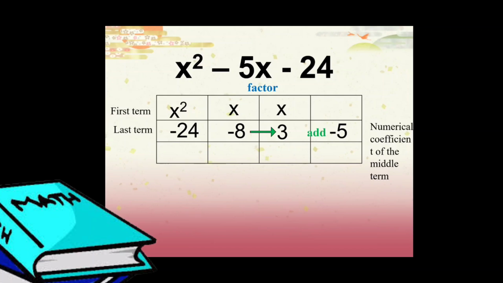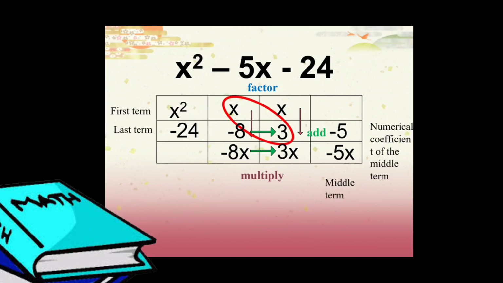Then, we need to multiply the first two factors. X times negative 8 is equal to negative 8x, and x times 3 is equal to 3x. If we simplify negative 8x plus 3x, the answer is negative 5x, which is our middle term. Now, write each factor in the pair as the last term of the binomial factor. So we have the quantity of x plus 3 and the quantity of x minus 8.